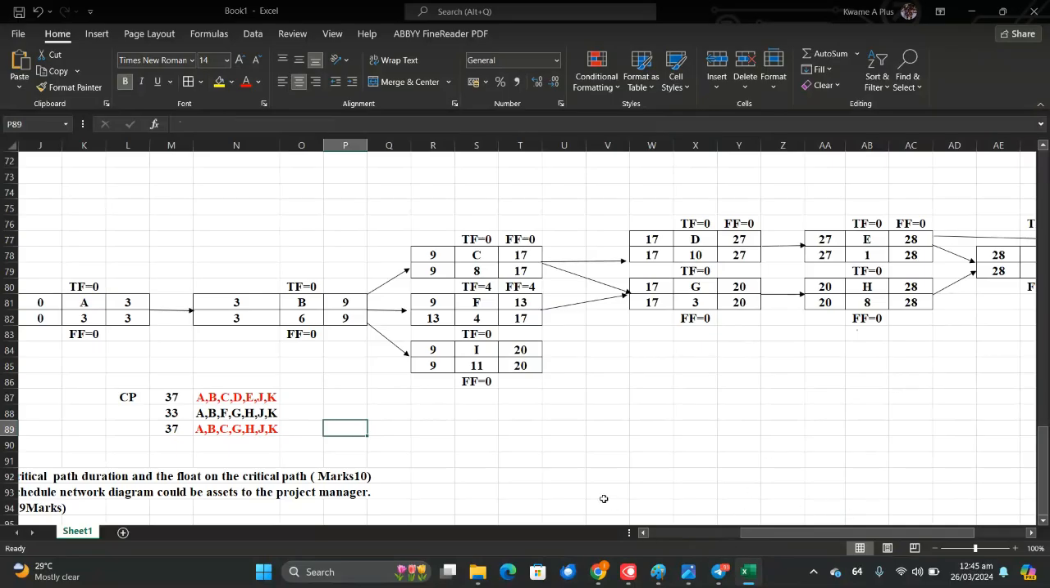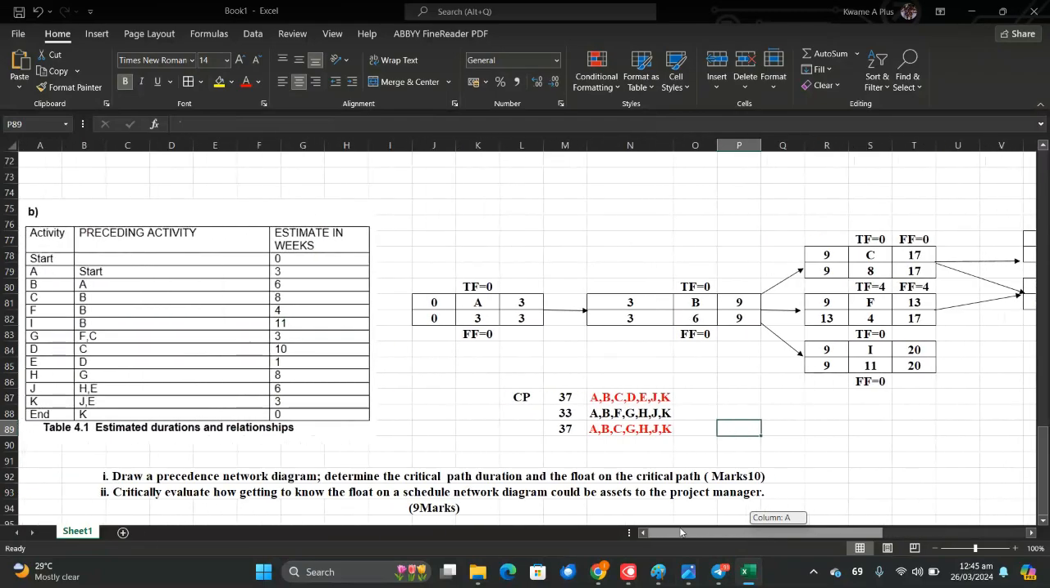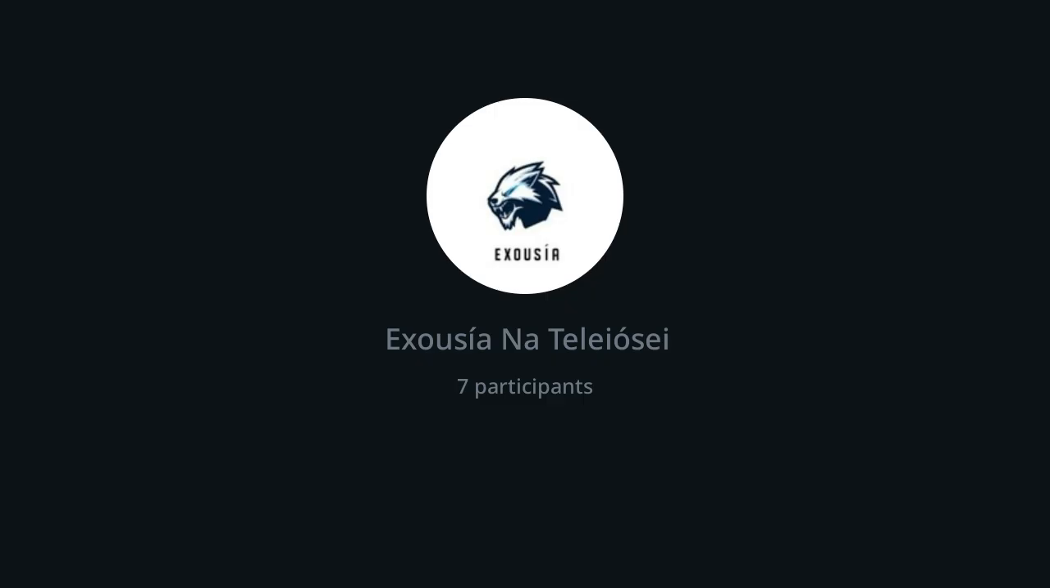So this is only for 10 marks. If you do this, you see how tiresome it is. You have to cross-check and cross-check and cross-check and do this for 10 marks. Yes. So that is question 1.